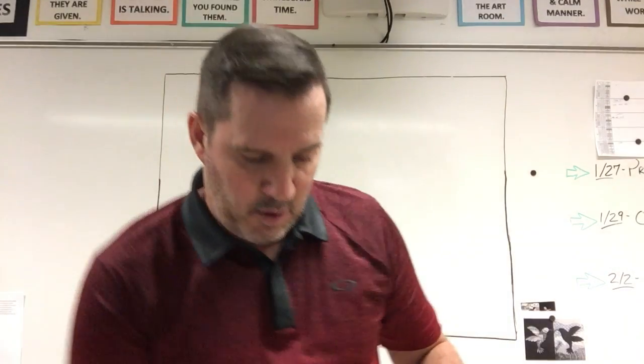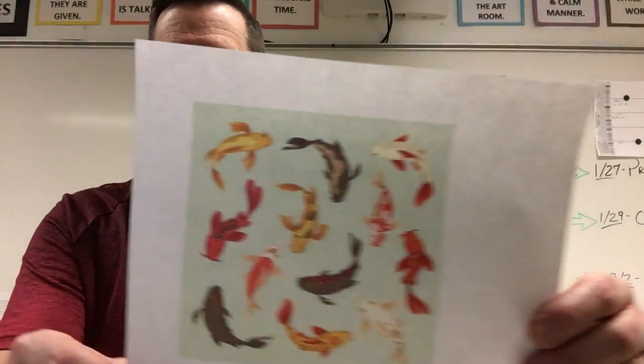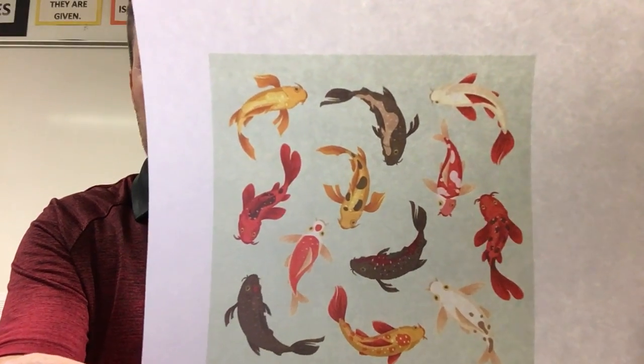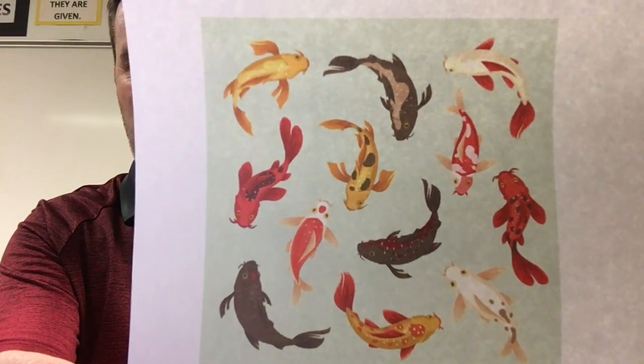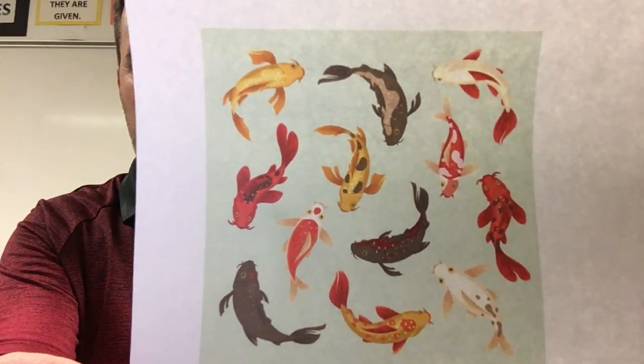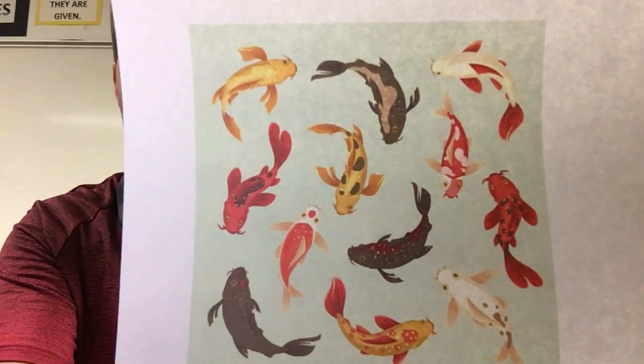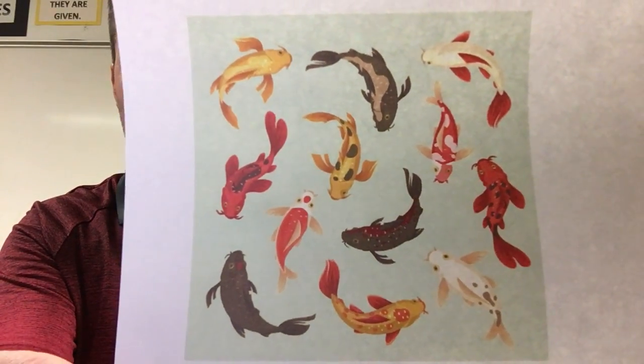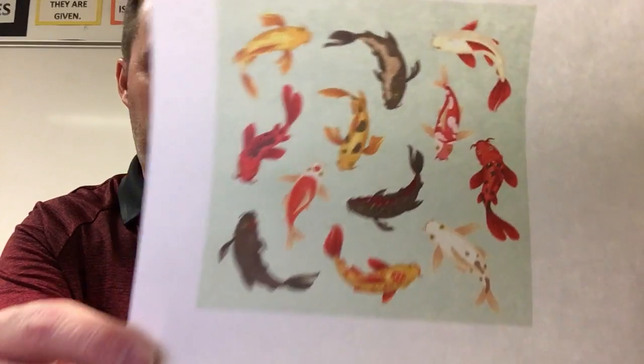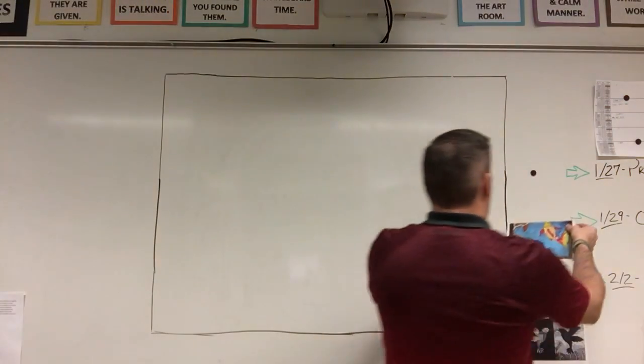A koi is a kind of carp, and they're very, very decorative. I'll show you this afterwards too, just to show you all the different colors they come in. They're beautiful colored fish. People have them in what they call a koi pond, because they're so decorative and beautiful. You can have them outside in a pond. They're very pretty to watch swim around.